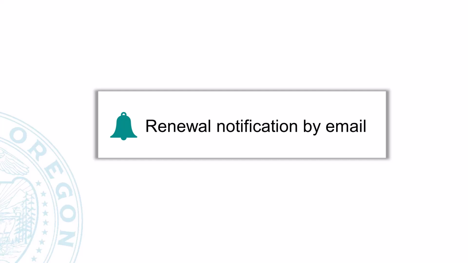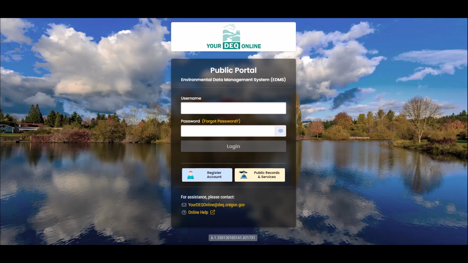In order to renew or reinstate your certificate, you must first register an account in Your DEQ Online and establish links to the Wastewater Operator Submittal Group, a facility, and your existing certificate. Consult the Account Registration and Setup User Guide and training video on the Your DEQ Online help page for instructions on establishing these links.